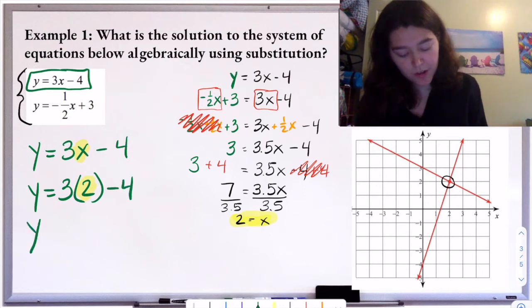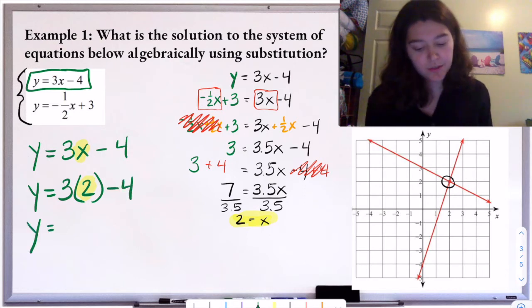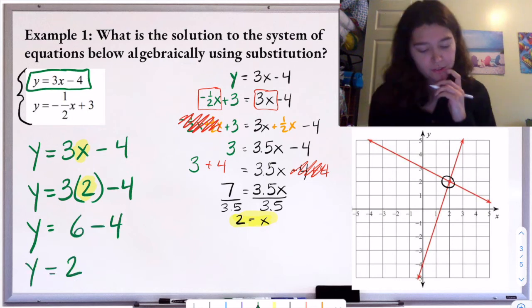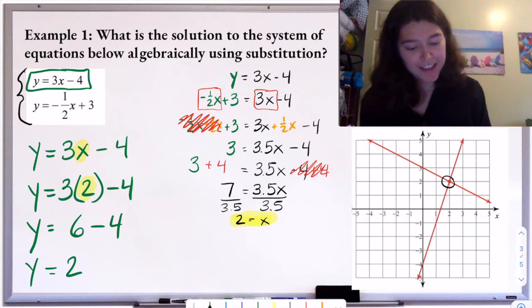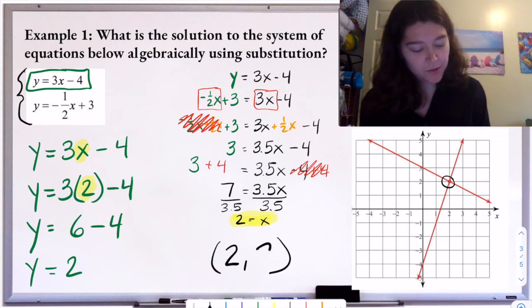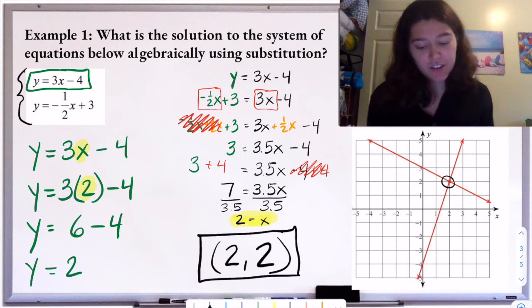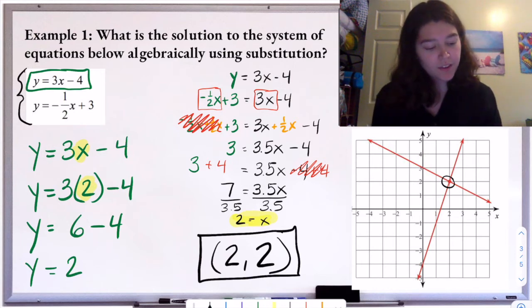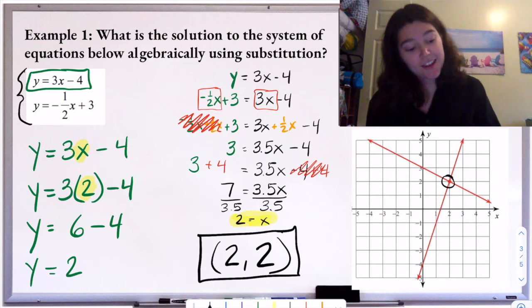And then y equals 3 times 2 is 6, minus 4, and I get y equals 2. Okay, so x equals 2, y equals 2. That means I want to then write my final solution as a coordinate point. The x value is 2, the y value is 2. The solution to this system of equations is the point (2, 2). Oh, look, that's what I got here.